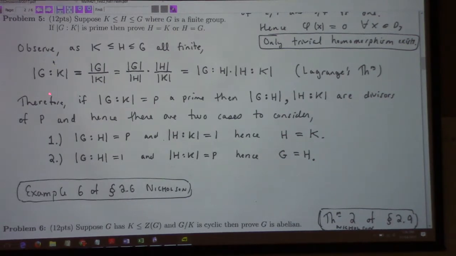Anyway, so this is basically the thing: since this is equal to that, which is equal to this, which is equal to that, if this is P, that means this is 1 and that's P, or this is P and that's 1. Those two cases give us that G is equal to H, or H is equal to K, which is what we're trying to prove. By the way, this was example 6 in section 2.6 of Nicholson, which I did cover in class at a somewhat reasonable speed, I think.